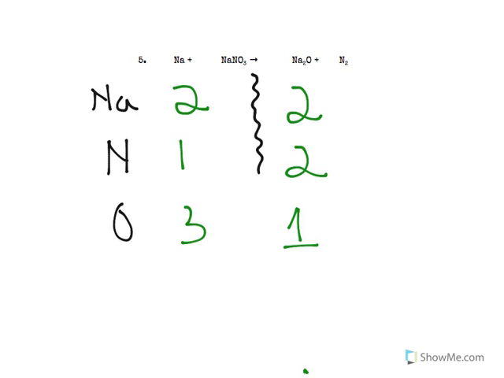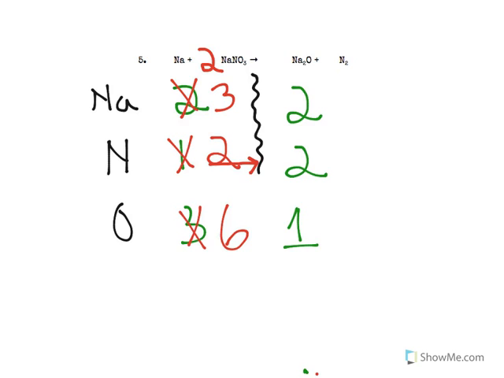So sodium is already balanced. Nitrogen needs to be balanced. So I look at the lower number. What number do I need to multiply 1 by to get 2? And that would be 2. So if I put a 2 coefficient there, that's going to change my element inventory a lot. Now it means that there's actually 3 sodiums on the left-hand side. There's 2 nitrogens and 6 oxygens.